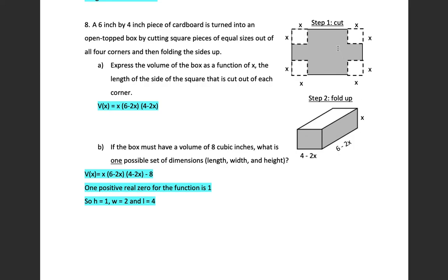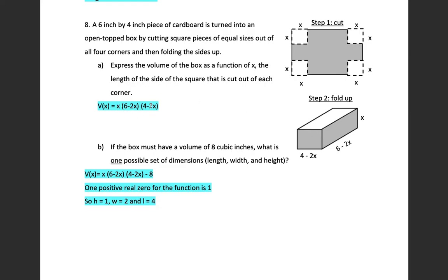And good news here is that after folding, what the values will be is also given here. This value is x. This value is 6 minus twice x. So you have length, width and height, all three. And the volume formula is length into width into height.